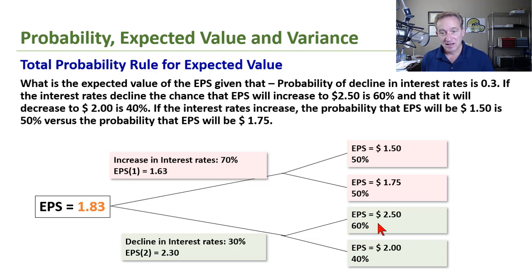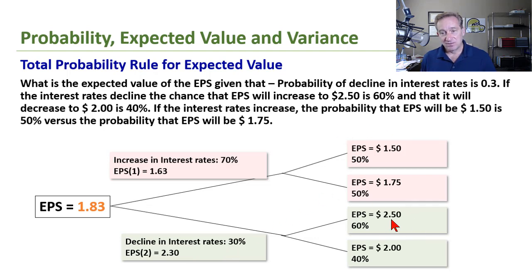What kind of probability is that? That's a conditional probability, right? The probability that the EPS is $2.50 of 60% is conditional on a decline in the interest rates. We could say this 30% decline in interest rates is really an unconditional probability.